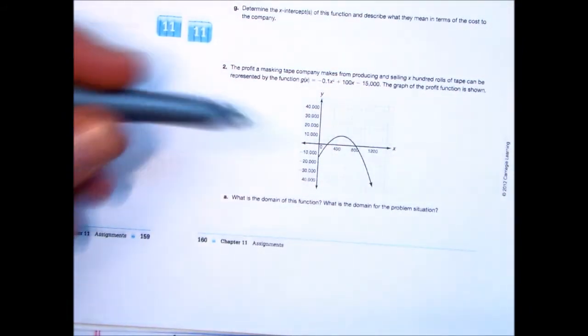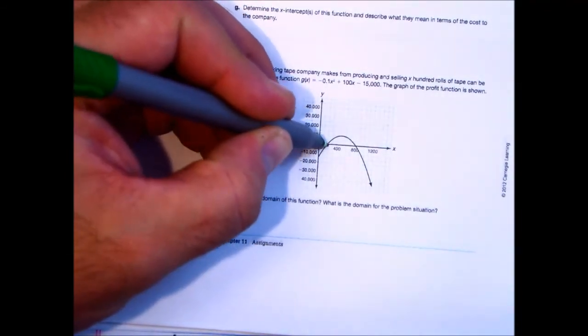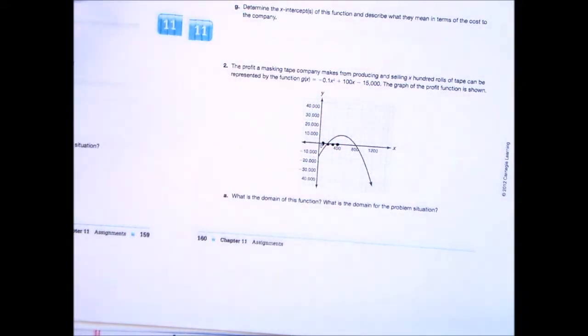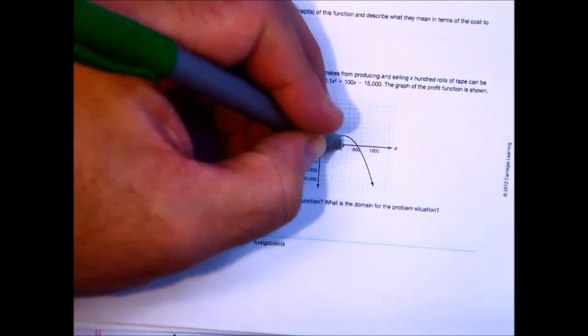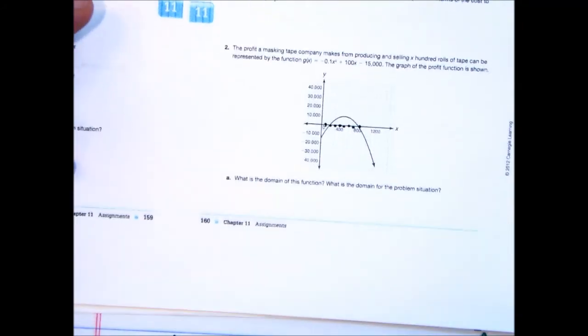Well, you should see that they're counting by hundreds. So this would be 100, 200, 300, 400. So they're counting by hundreds there. And then this would be 500, 600, 700, 800, okay? So what would be the x-intercepts? I'm looking at it, and I'm like, okay, I know what the x-intercepts are.